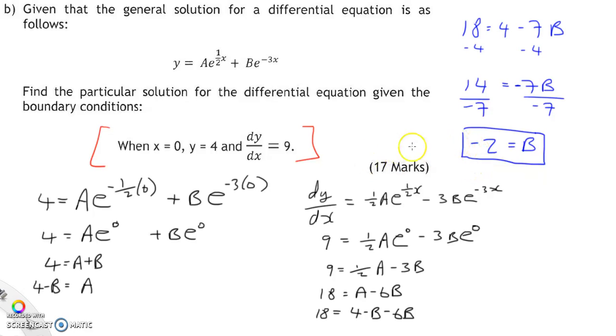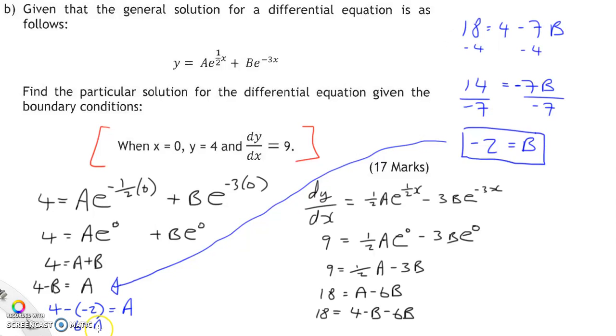And then I can go back over here and bang in minus 2 instead of b. So 4 minus, careful now, minus 2 equals a. 4 minus minus 2, well, that becomes a plus then, and we get 6 equals a. So we've got our results. I'll write them in red here. B equals minus 2 and a equals 6.